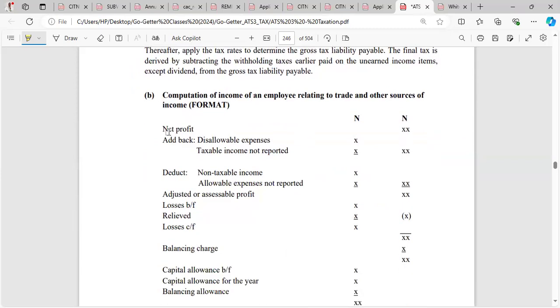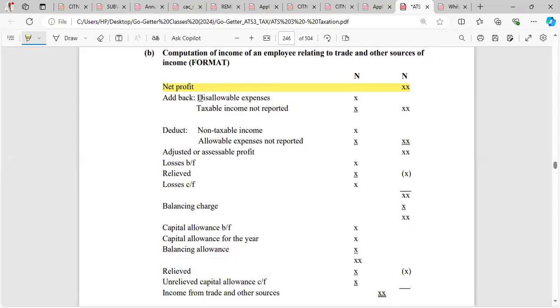Now you have net profits. When you do your profit and loss statement and you have your net profit, you bring it down here, then you need to add back some expenses that are not allowed. Then taxable income that you have not reported, you need to add them. When you add them, you get this. Then you need to deduct non-taxable income. Any non-taxable income in your income statement, you need to deduct it. Then you also need to deduct allowable expenses that have not been reported.